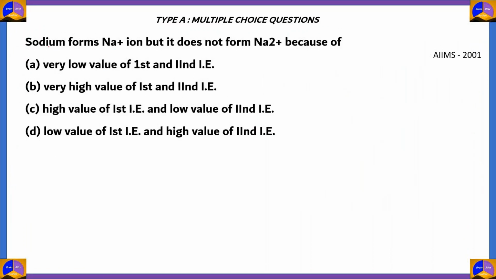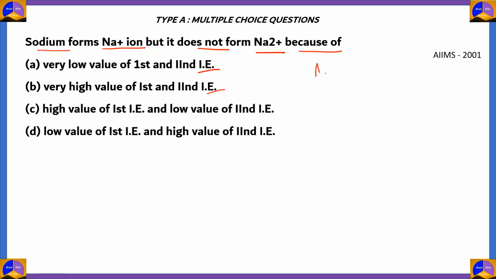Let's look at this question. Sodium forms the Na+ ion, but it does not form the Na2+ ion because, and we need to find the reason: very low value of first and second IE (IE stands for ionization energy); very high value of first and second ionization energy; high value of first ionization energy and low value of second ionization energy; low value of first ionization energy and high value of second ionization energy.